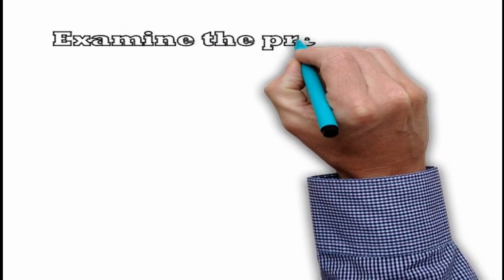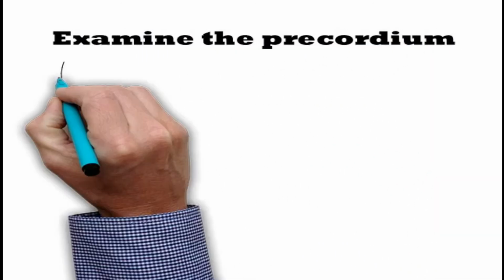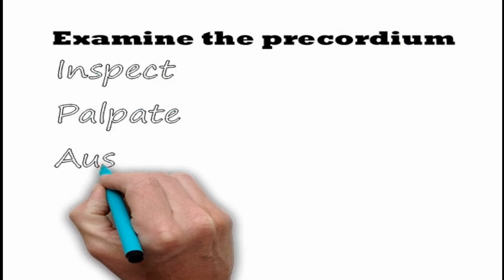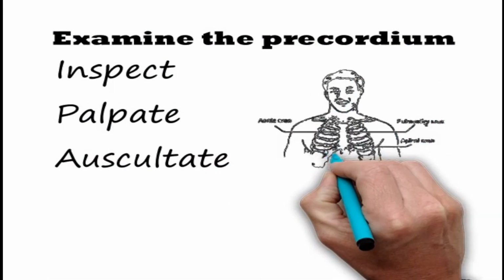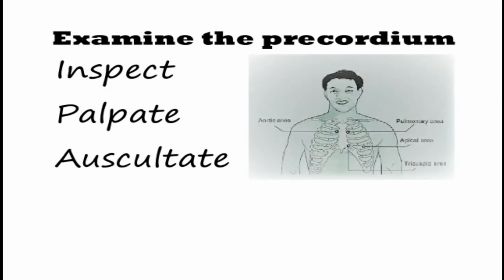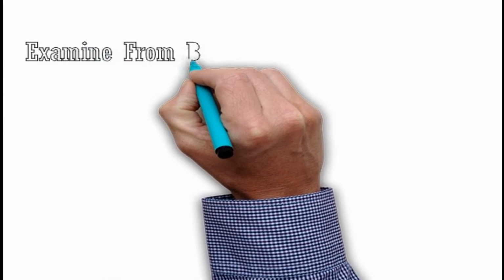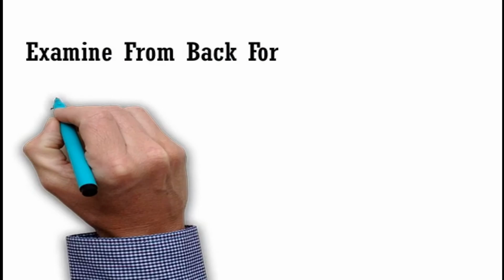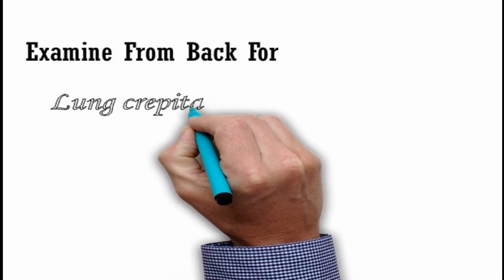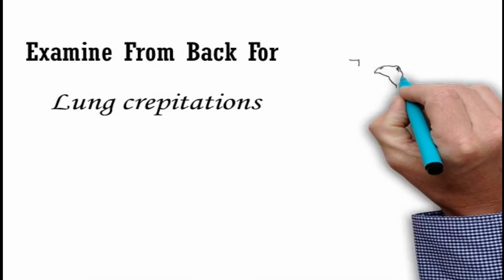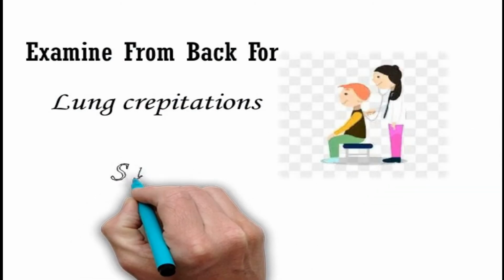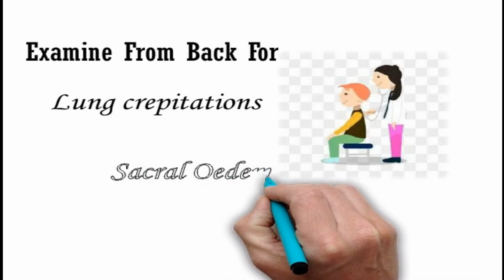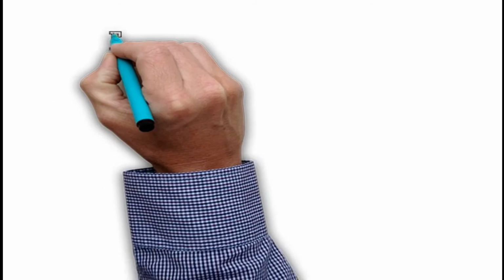Examine the precordium very carefully. Inspect, palpate and auscultate the precordium. Here we have provided a link to more details about examination of the precordium. Then examine from the back for lung crepitations, especially basal crepitations, which indicate left ventricular failure, and also look for sacral edema, especially in a bedridden patient.